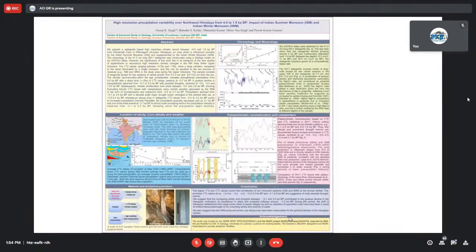In addition, the Indian winter monsoon is responsible for Rabi crop production, and the decline in the Indian winter monsoon, and so in Rabi crop production, is the main reason for the demise of Harappan culture, and this is the main conclusion of this poster presentation.